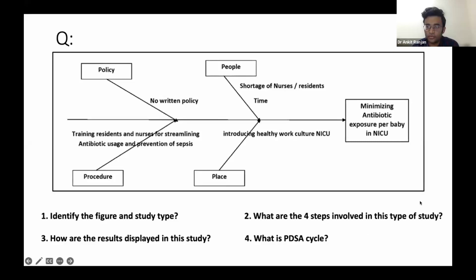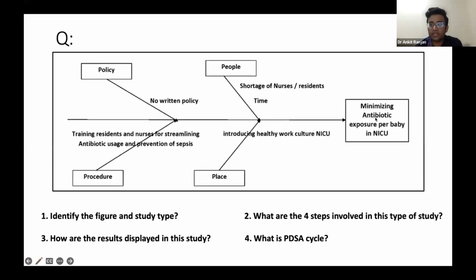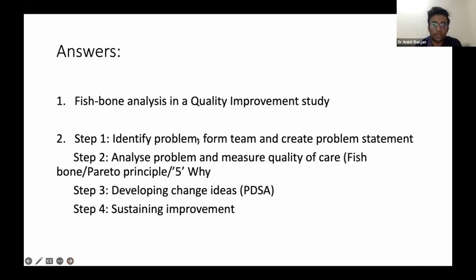Okay, so many of you have got the answer correct. So fishbone chart, fishbone analysis, as I can see in a QI study, a fishbone analysis in a quality improvement study. So in this study, there are 4 basic steps. First, we identify the problem, as in this case, the problem was antibiotic exposure per baby, and the aim was to minimize the antibiotic exposure. So we identify a problem, form a team, and create a problem statement.